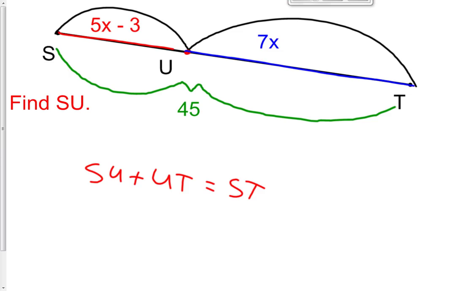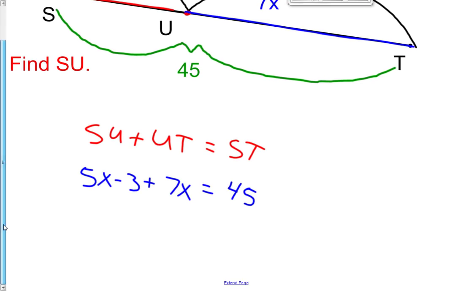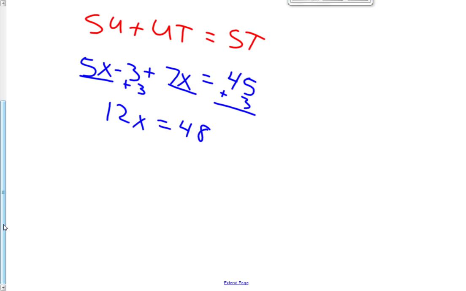So let's start filling in our numbers. SU is 5x minus 3. UT is 7x. So if I add those two segments together, I should get the full segment of 45. Now let's use algebra and solve for x. 5x plus 7x is 12x. I'm going to add 3 to the other side to get 12x equaling 48. I now solve by dividing both sides by 12, and I get x equals 4.